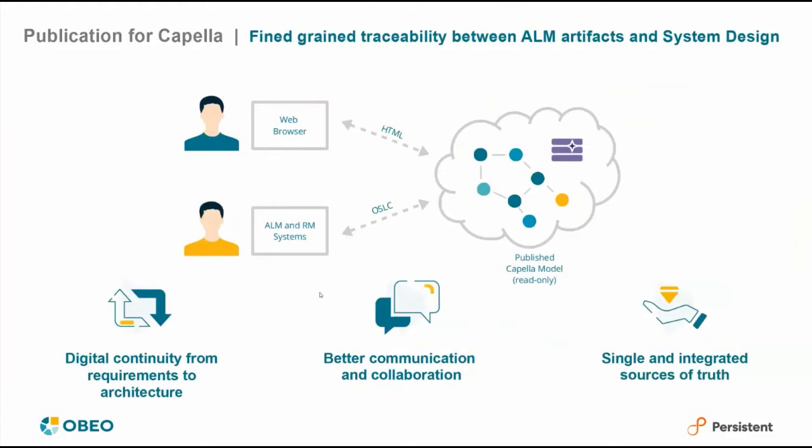So this OSLC API makes it possible to get a digital continuity from your ALM artifacts, requirements, and any other artifacts, I repeat, to any Capella model element. It makes it possible to facilitate the communication and collaboration between teams thanks to this traceability and thanks to the availability of models without having to install Capella. And all that with the benefit that each repository is still responsible for its own data without having to duplicate data. There is no import-export mechanism. There are single and integrated sources of truth.